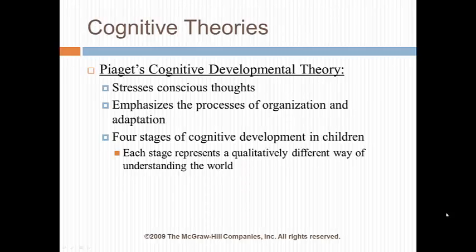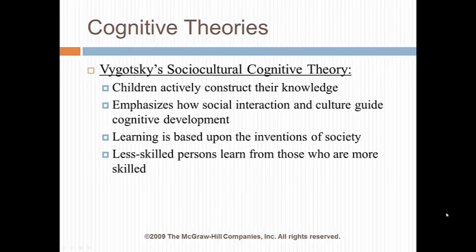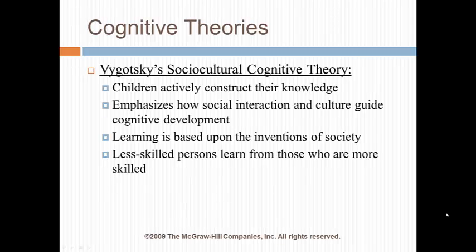Piaget's theory stresses cognitive thoughts and emphasizes the processes of organization and adaptation. As you can see by the chart, Piaget carries his theory throughout the entire lifespan. Vygotsky developed a sociocultural cognitive theory. As you can tell, this differs from Piaget's theory by the word sociocultural. Vygotsky believed that the social interaction and culture also are important to cognitive development. He also believed that learning is based on the inventions of society, and that less skilled people learn from those who are more skilled. I'm excited for us to be learning more about this theory later this term.